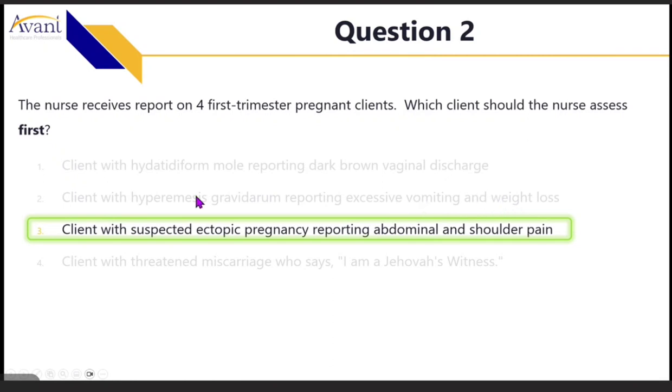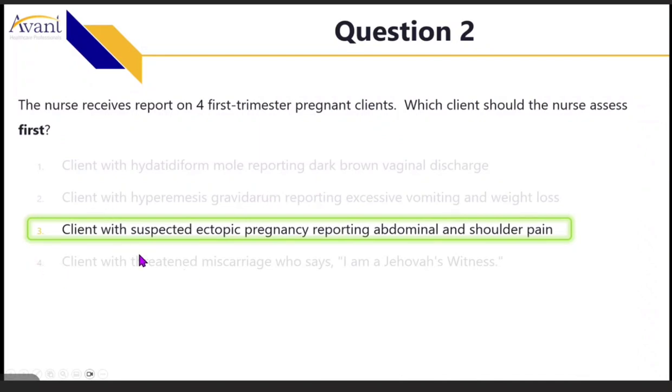Our patient with hyperemesis gravidarum reporting excessive vomiting and weight loss. Those are the two primary signs of this particular diagnosis, right? We don't have any other information that this patient's blood pressure is super low, or that the heart rate is out of range or anything like that. All we have is that they have the signs that we would see with hyperemesis gravidarum, excessive vomiting and weight loss. So that's a normal finding with this diagnosis. And again, at this point, not life-threatening.